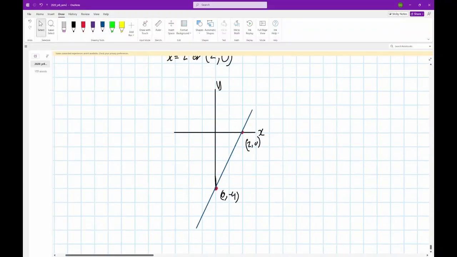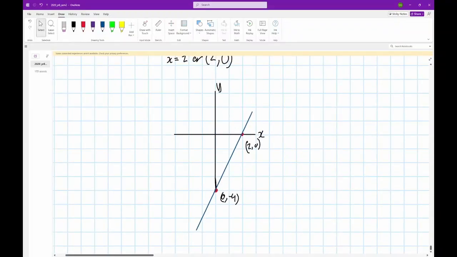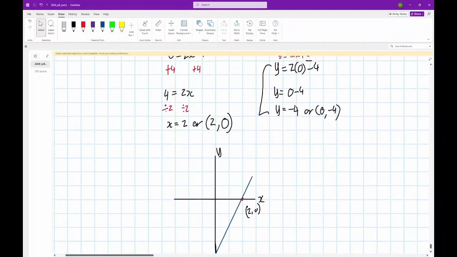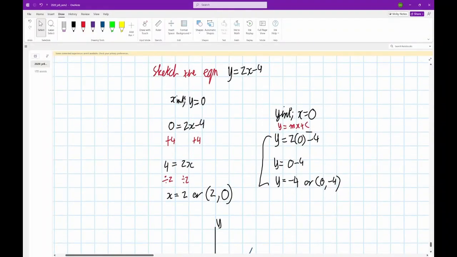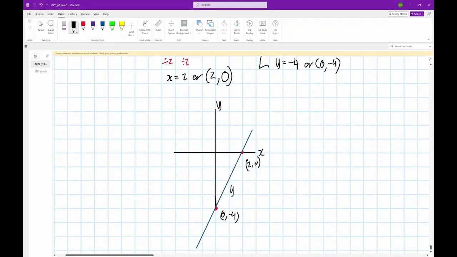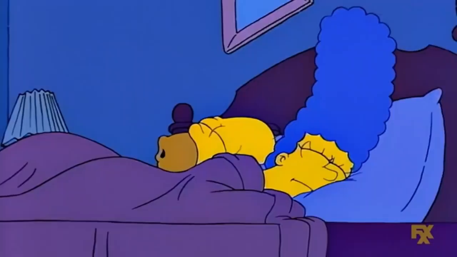And for the final thing that we've got to do, we've always got to state our equation as well and put it somewhere close to the line. And the original equation was y equals 2x minus 4. I said plus before, but of course I meant minus. So that is how you sketch a graph based on an equation.